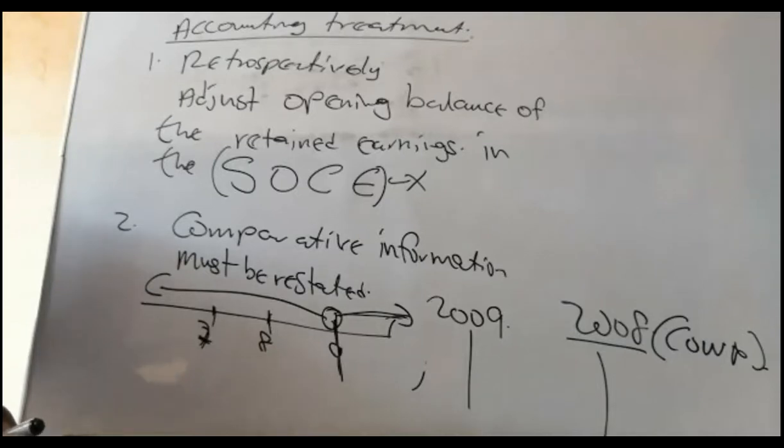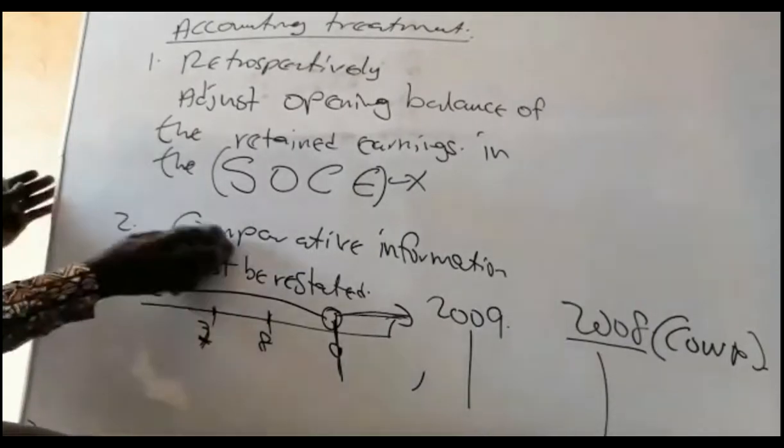Now let's go to the next item on the list. The next item is the accounting estimate. Accounting estimates.